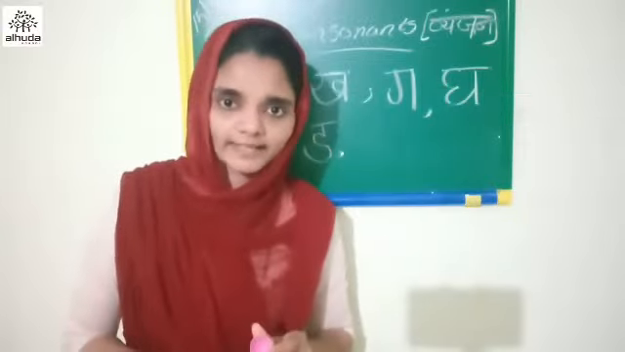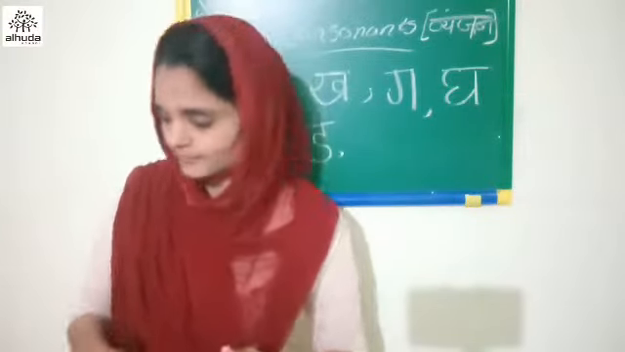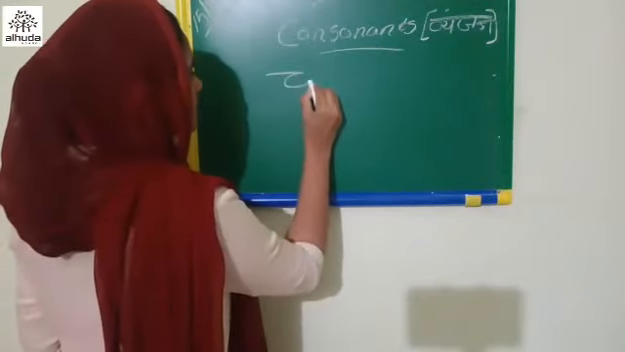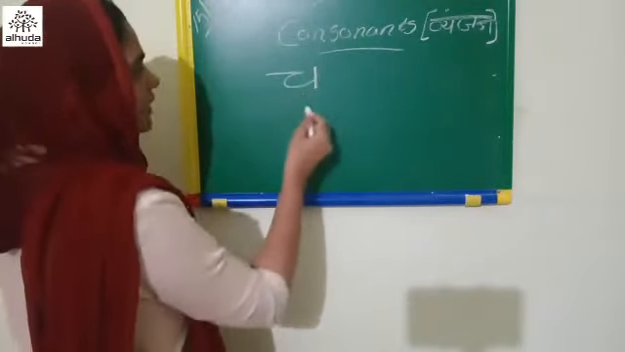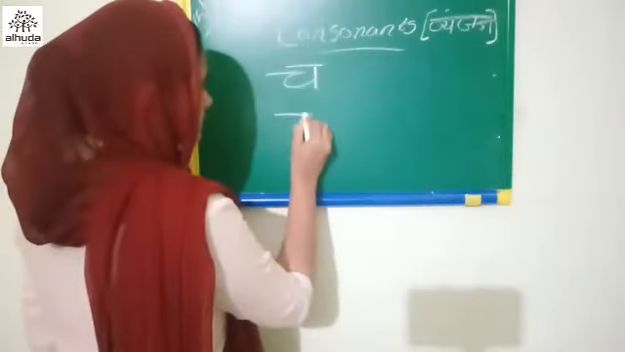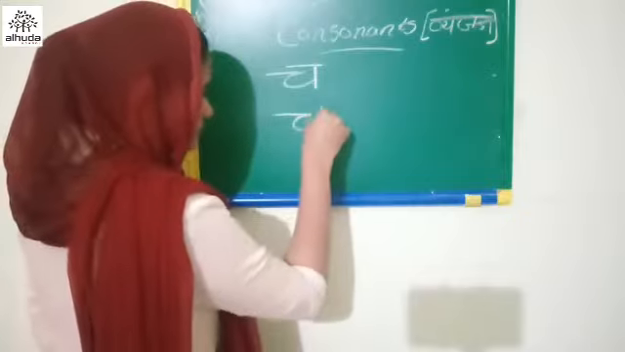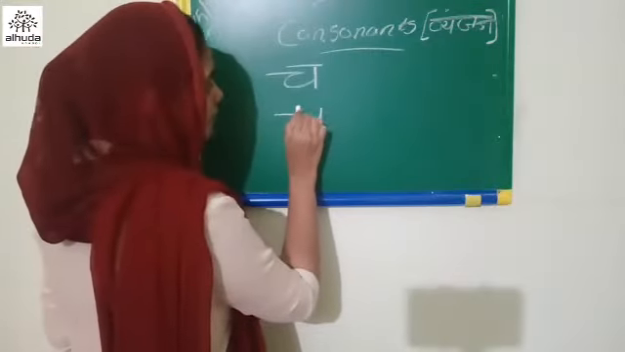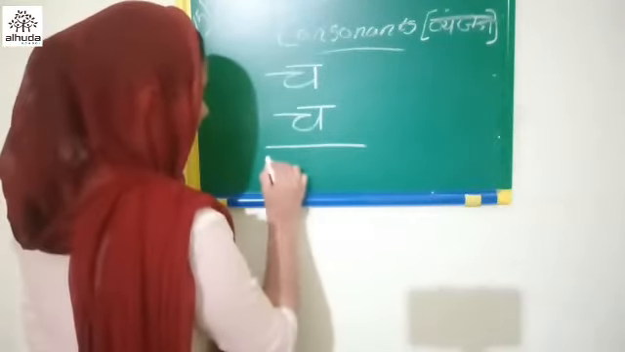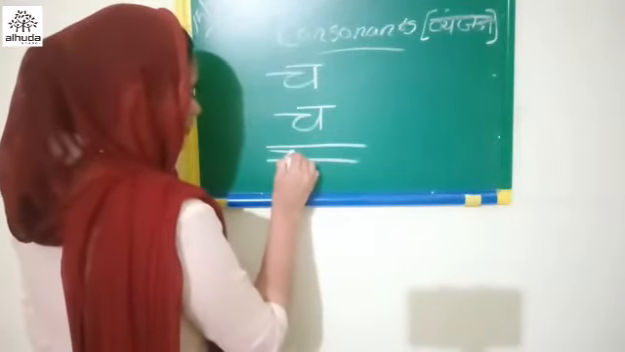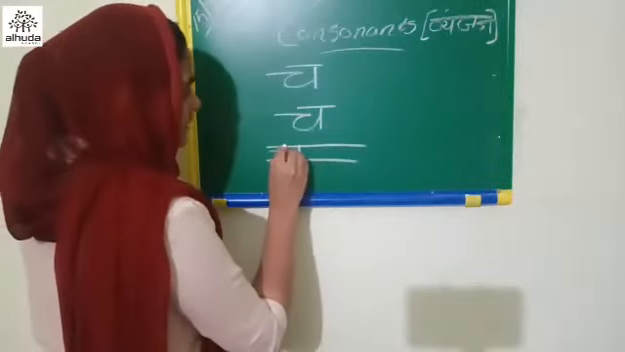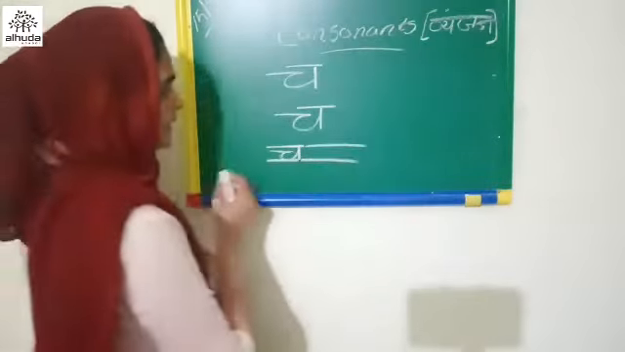Then let me write the letter. Okay, please listen. Like this. Then one more line here. One sleeping line. All of you take your rough book and write. This is letter Cha. One sleeping line like this. One standing line. Again one sleeping line.